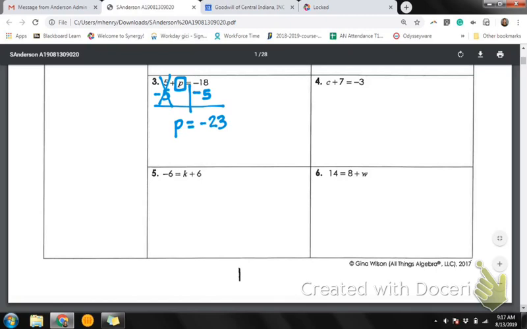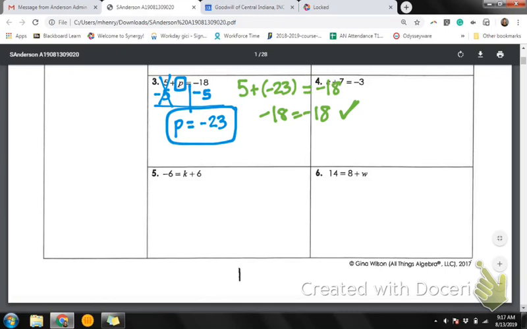And then if we were to check this, I would have 5, but instead of P, I have a negative 23. Does that equal negative 18? Well, when I do 5 plus negative 23, those are opposite signs, so I'm really subtracting. Does negative 18 equal negative 18? The answer is yes. So P equals negative 23. Any questions about that?